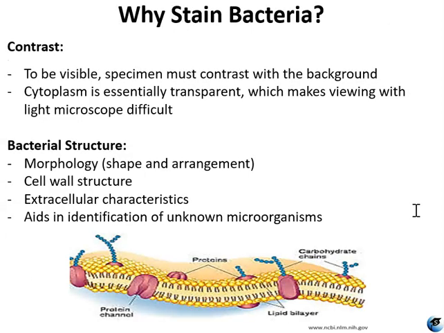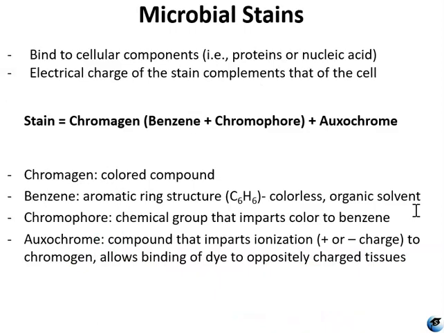In the last lab, Lab 3, you may have had some trouble viewing some of the microbes, and one of the reasons for that is because cytoplasm is essentially transparent, and that makes viewing with a light microscope very difficult. In order to observe things like morphology, structures, and extracellular characteristics, we must have a way to increase the contrast of the cells. And the way that this is done is by using microbial stains.